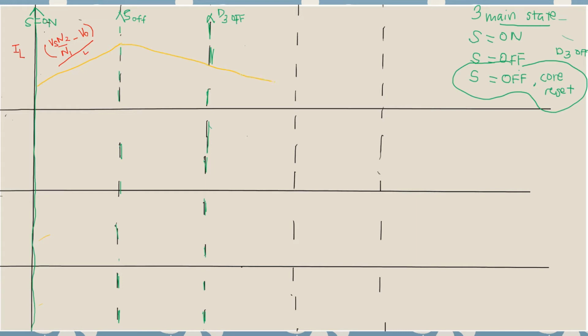If you remember from yesterday, IL is still decreasing even in this state, when S is off and in core reset. We still have a decreasing IL. This part we just repeat, because this is again when S is on. So this one just repeats again, so it's going up.